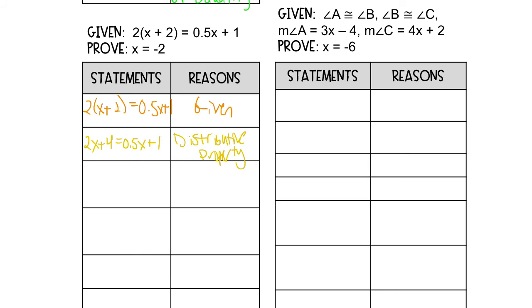Next, I want to get those variables together and the constants together. So let's subtract 1 from each side. That'll give us 2x plus 3 equals 0.5x. And that's the subtraction property of equality.